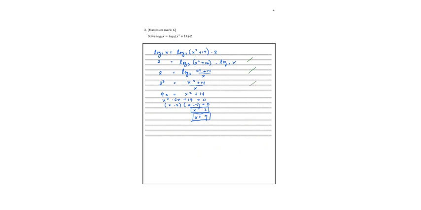And then cross multiplying, I'll have 9x equals x squared plus 14, which in general form translates to x squared minus 9x plus 14 equals 0. And then by factoring, I will have this. And here I'll get the values of x, which are equal to 2 and 7.